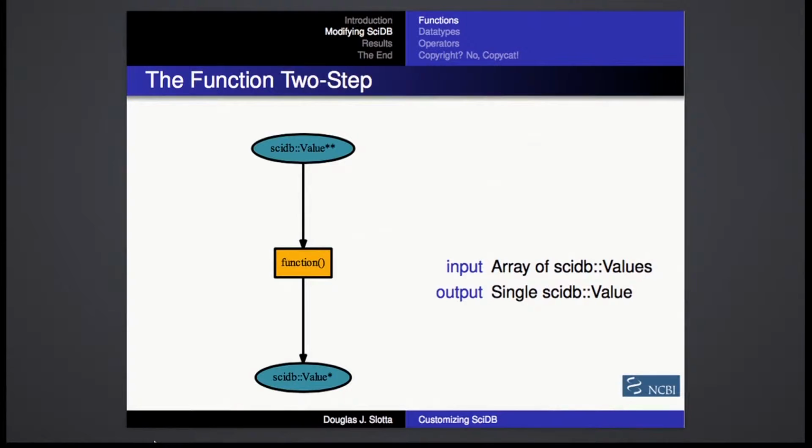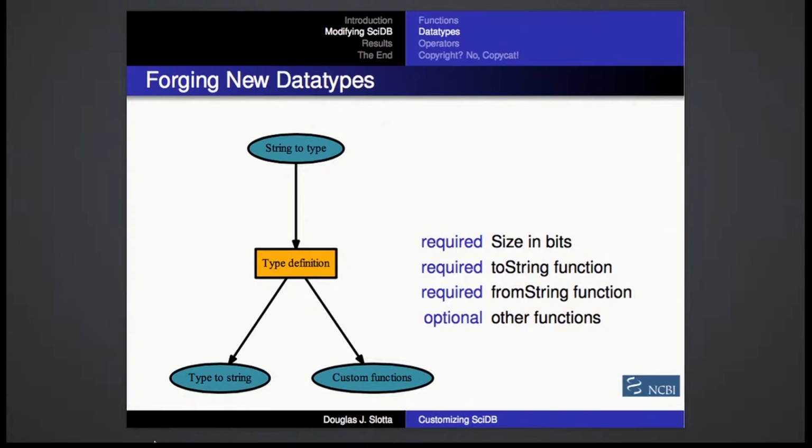All right, so let's talk about what it takes to modify SciDB. User defined functions are about the simplest thing you can add. You just need to understand that you take in an array of SciDB values and return a single SciDB value, and do whatever your imagination can do within those constraints. You can add a new data type to SciDB, in which case you just need to tell the size in bits of the data type, provide two converters to and from a string, and finally other custom functions to make that data type useful.